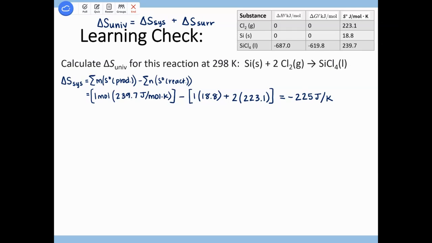If we look at reactants and products, we have solid and gas forming a liquid. We're decreasing the number of gas particles in that reaction. Going from solid and gas to just a liquid decreases the entropy, the number of microstates. So it makes sense that our delta S is negative. So we've got delta S of the system. Now we need delta S of the surroundings.